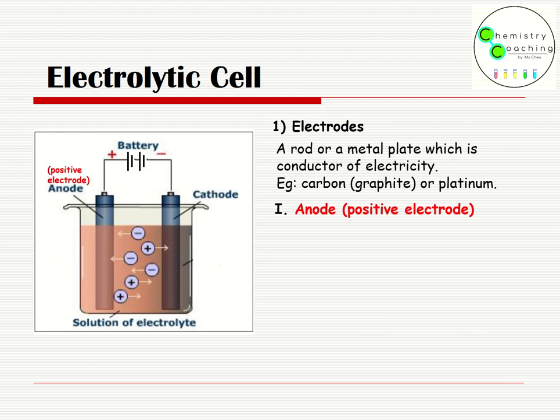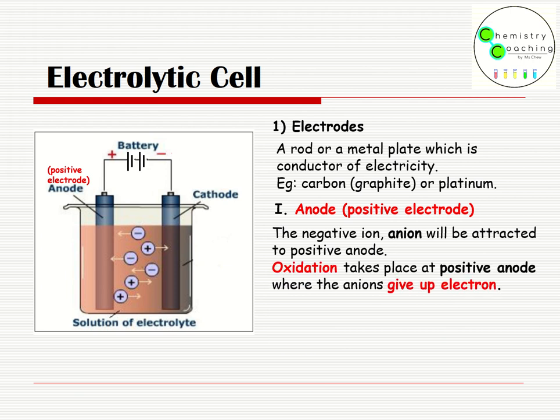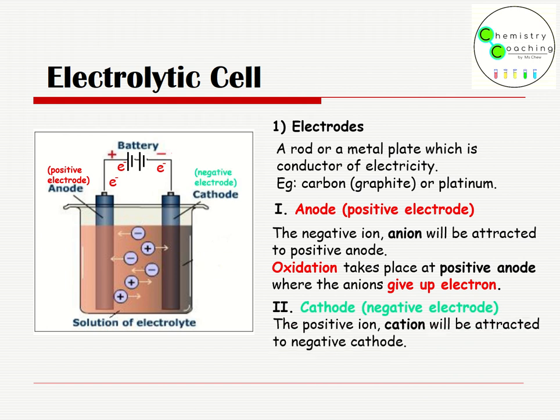The electrode which is joined to the positive terminal of the battery is known as anode, the positive electrode, and is where the negative ion, anion, will get attracted, and oxidation takes place at the positive anode where the anion gives up electron. While for cathode, which is joined to the negative terminal of a battery, is a negative electrode. Is where positive ion, cation, is attracted and reduction process takes place at cathode where the cation gains electron.